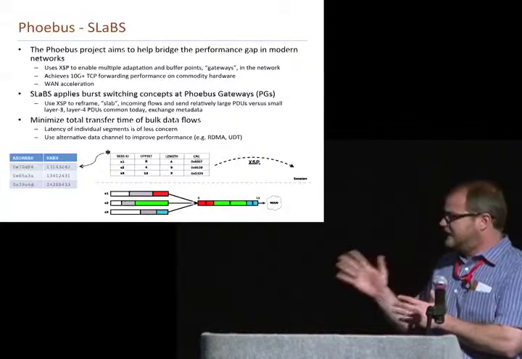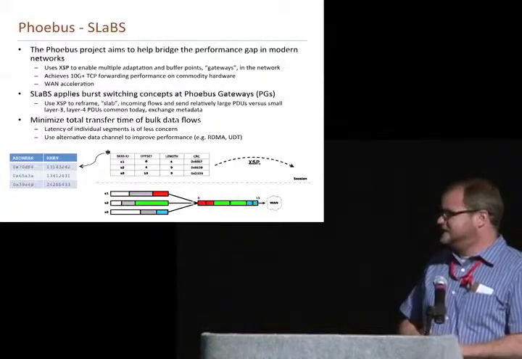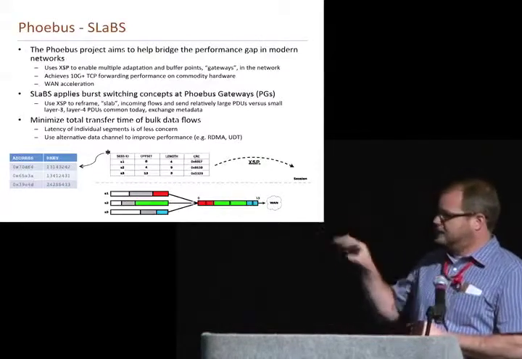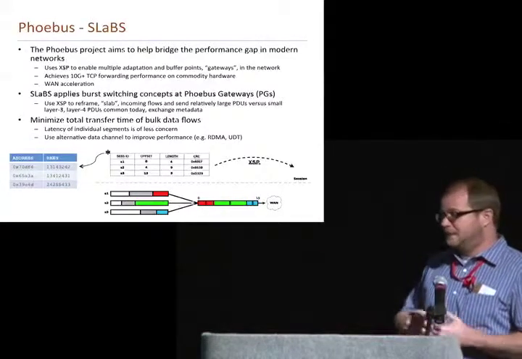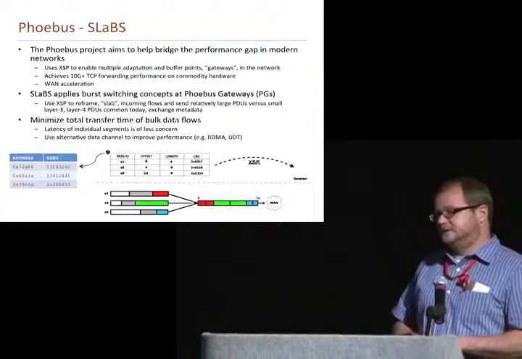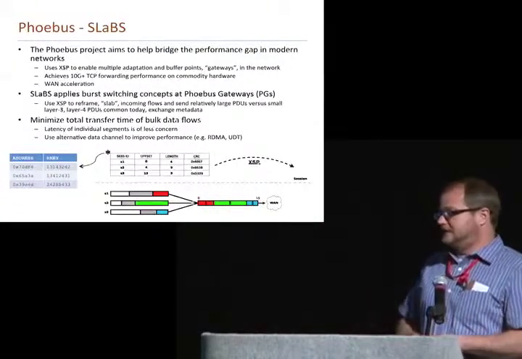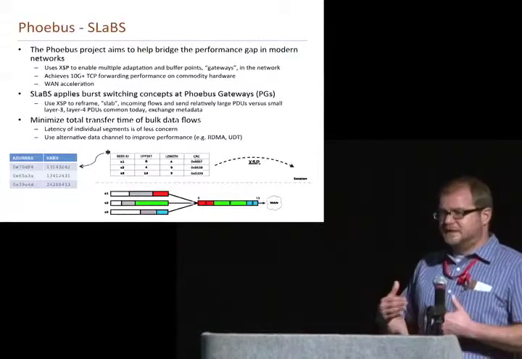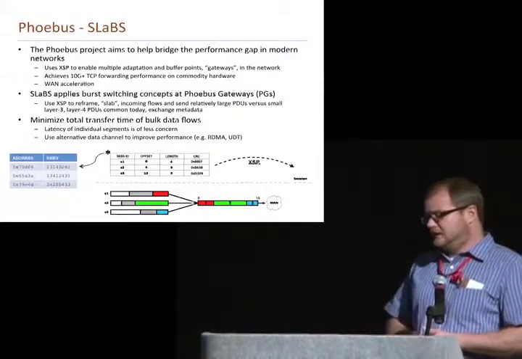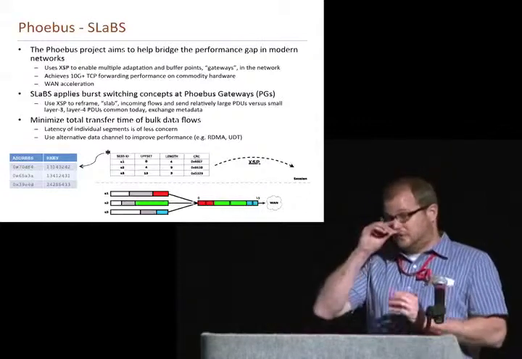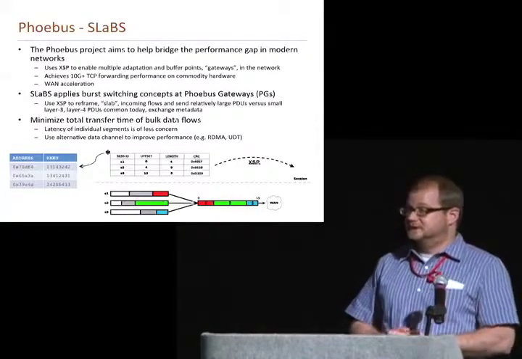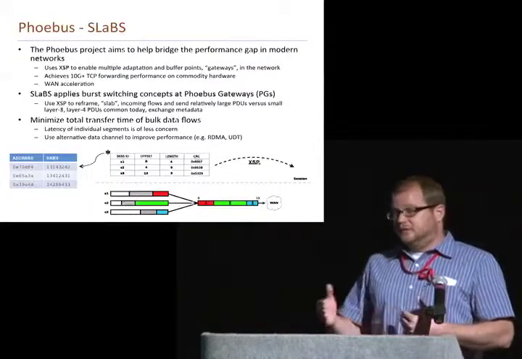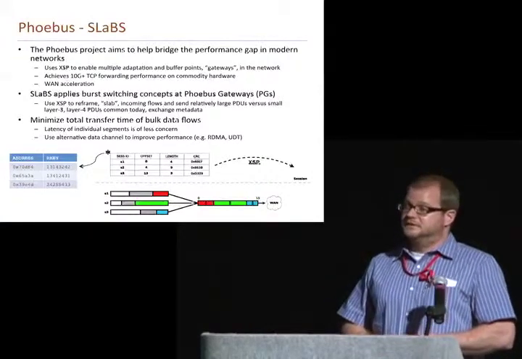Okay. Today, what we're going to demo is Phoebus and slabs. Phoebus is a project that we've been working on for a while to address performance concerns in high-performance networks. It uses XSP to enable adaptation points in the network: accelerators, protocol gateways, translation gateways, essentially. And it achieves really good forwarding performance, 10 gig or above for TCP.